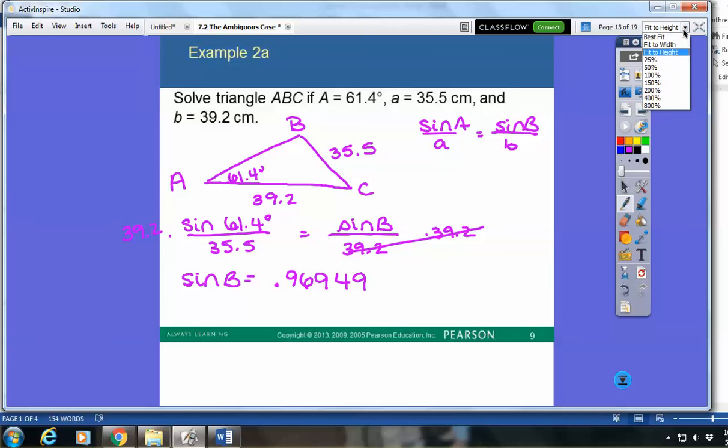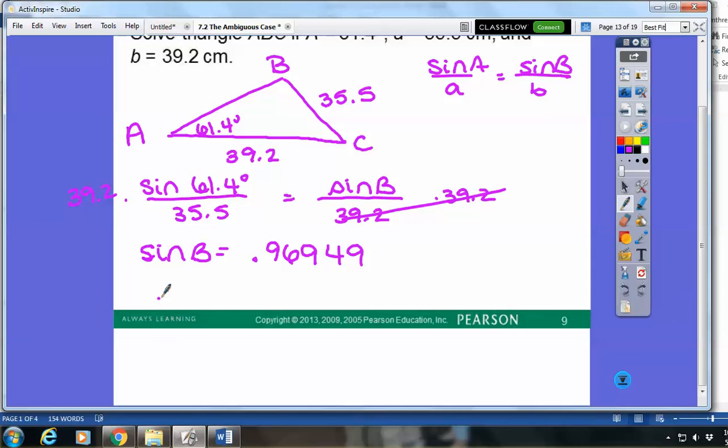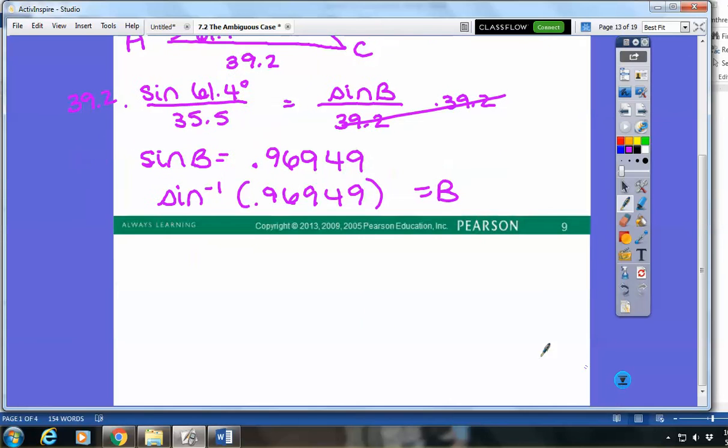So what do we need to do first? So we're going to do sine inverse of 0.96949. That will give me my reference angle. And so we get B to equal 75.8 degrees. I'm going to 3 significant digits.